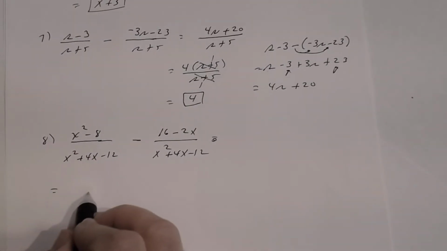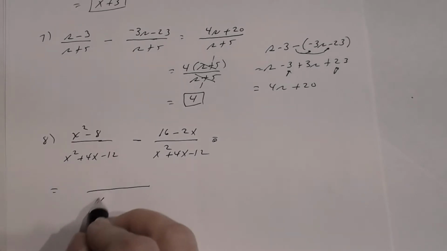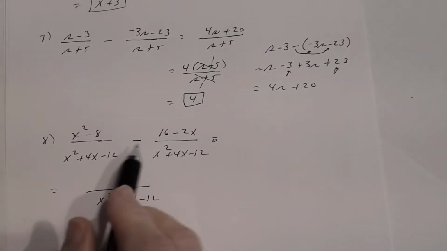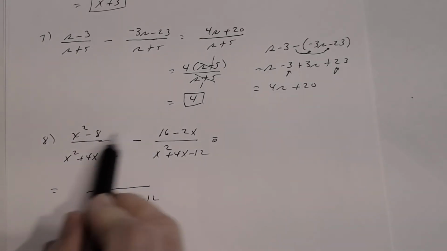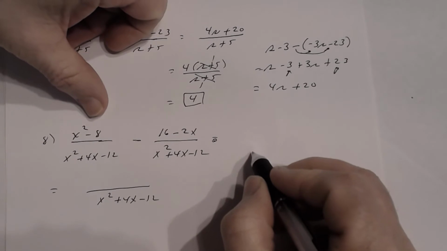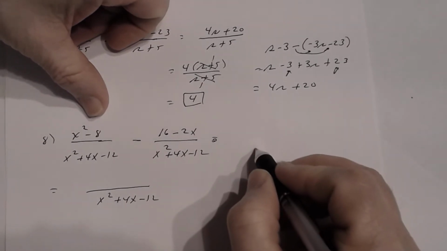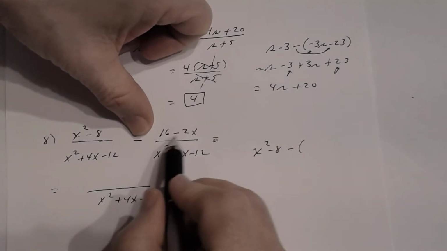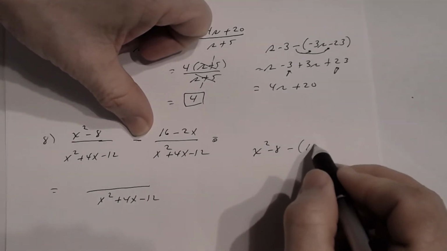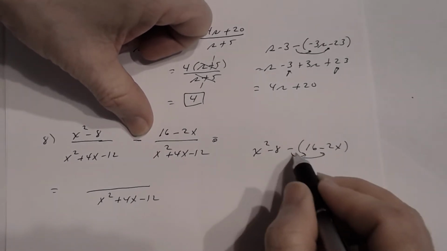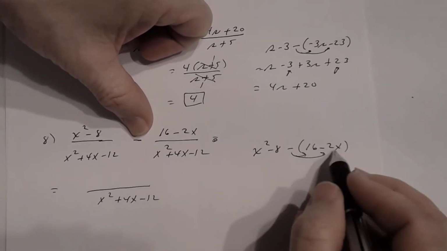So write this as one rational expression with that denominator, x squared plus 4x minus 12. The numerator will be the difference of these two polynomials, the numerators. So go off to the side and actually work it out. You have x squared minus 8, and then I'm subtracting this polynomial, which is 16 minus 2x. Now let's distribute the negative, or think of this as adding the opposite of each of these terms.